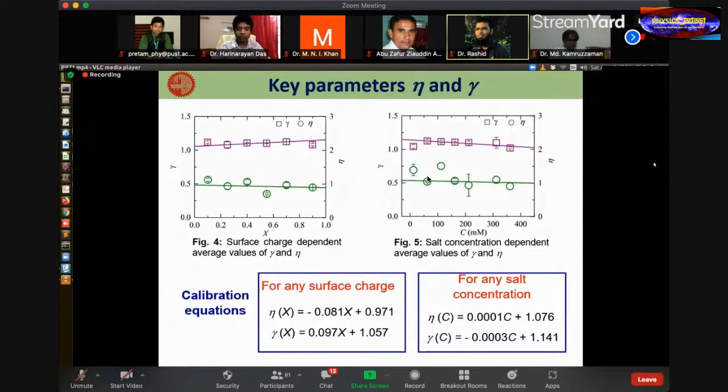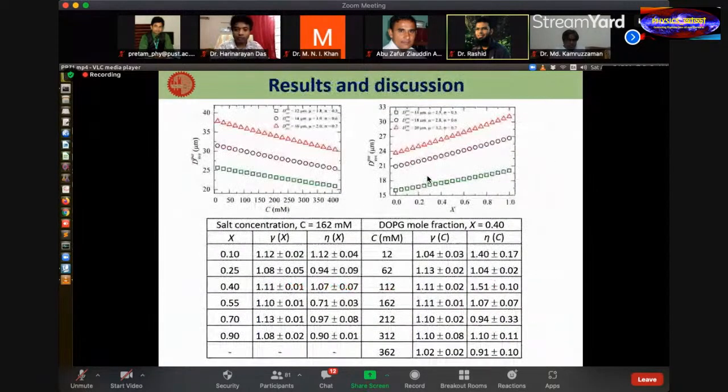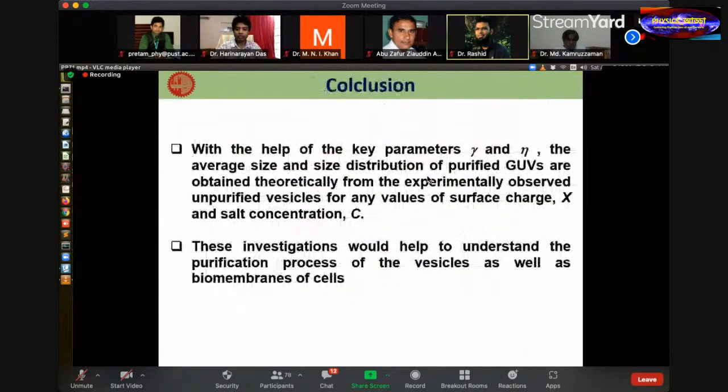Those are gamma and eta. The parameters gamma and eta were determined experimentally, which were useful for analysis of purification of GUVs and also for estimation of average size of purified vesicles without doing experiments. These investigations would help to understand the purification process of the vesicles as well as the biomembranes of cells.